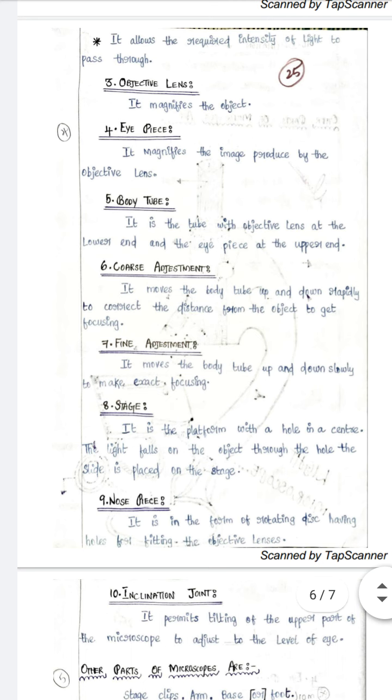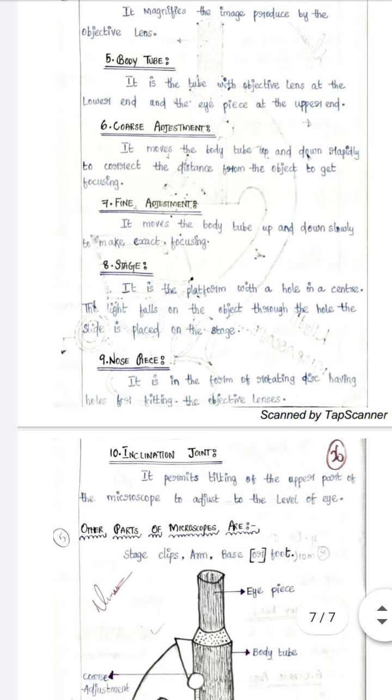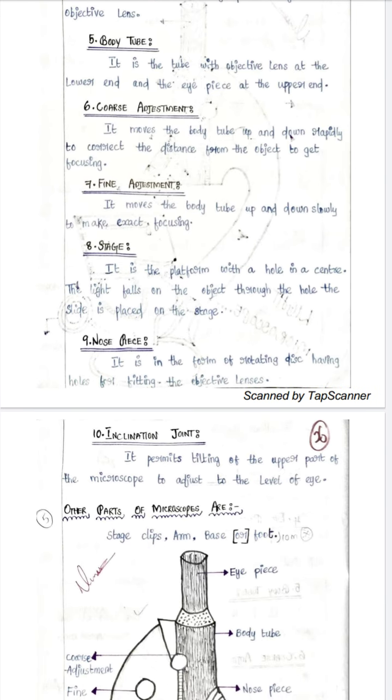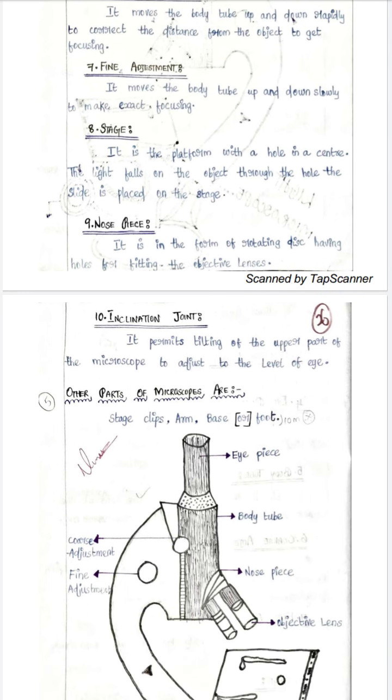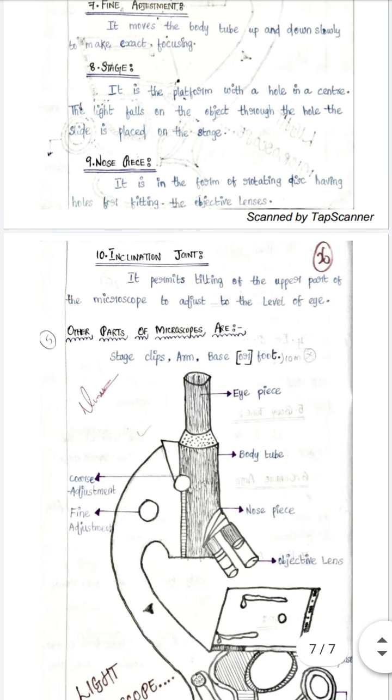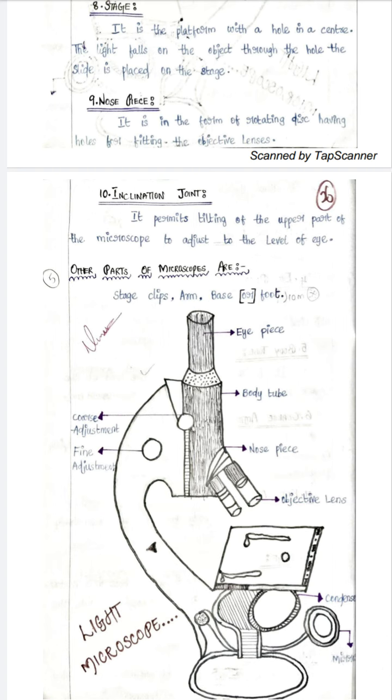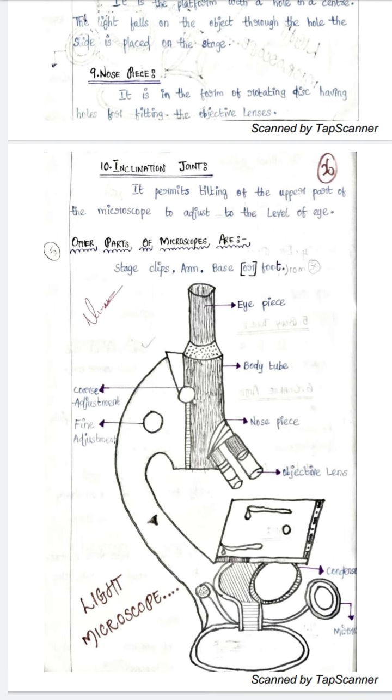We have a body tube. It is the tube with the objective lens at the lower end and the eyepiece at the upper end. We have coarse adjustment and fine adjustment to adjust the image. We have a stage with a clip so that we can place a slide to see the image. And we have a nose piece, in which the objective lenses are fitted. We have an inclination joint. It permits tilting of the upper part of the microscope to adjust to the level of the eye. Other parts of the microscope are stage clips, arm, and base or foot.